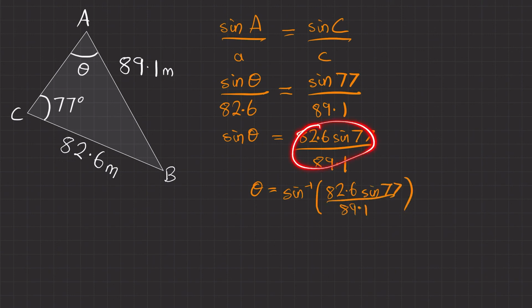Again, some of you might want to find the value of that first before doing this part, so you'll just have sine minus 1 of a number. It's up to you which way you do it. I just do this personally because I prefer it. So once you've typed this into your calculator, you'll be left with theta equals 64.59369332, or 64.6 degrees to 1 decimal place.